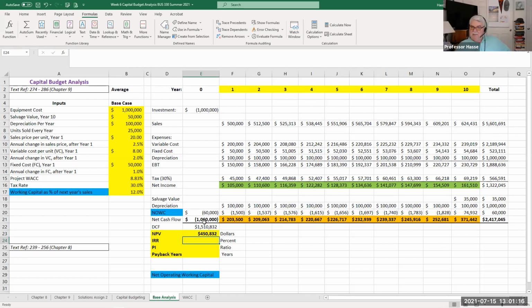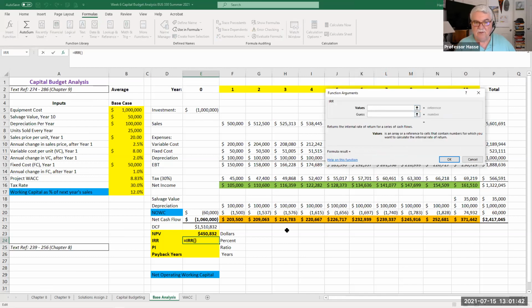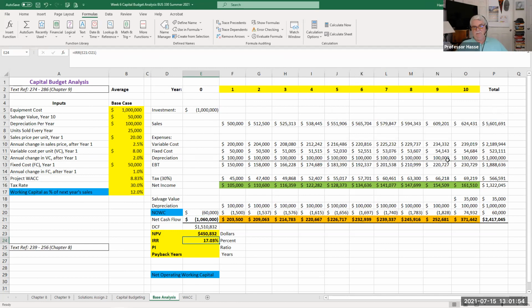$450,832. Not bad. In today's dollars, when we're spending $1,060,000 to get this project going, we're making $450,832. The internal rate of return calculation, formula, function, we did this last week: financial, internal rate of return, there it is, IRR. All we do here is put in the values from year 0, we include the investment, year to year 10. And that comes up with a percentage, 17.03%. That's our return in a percentage.